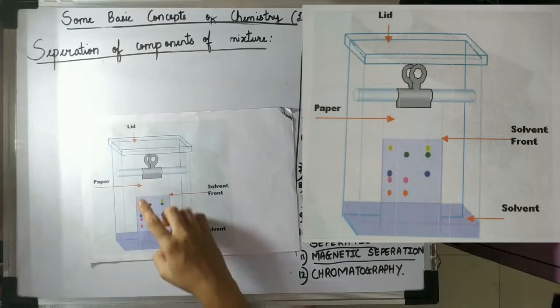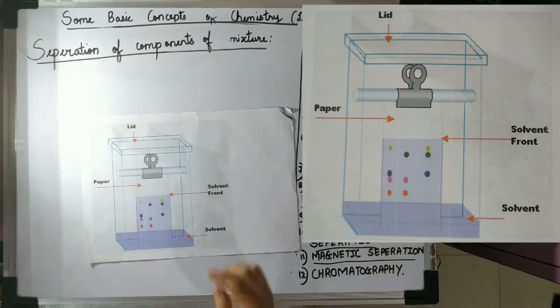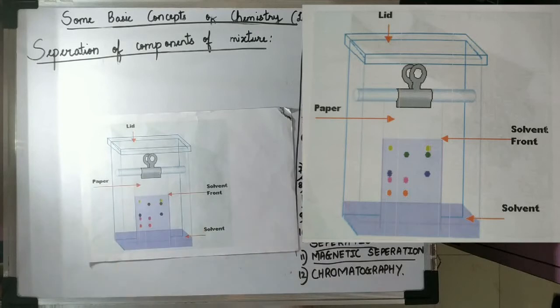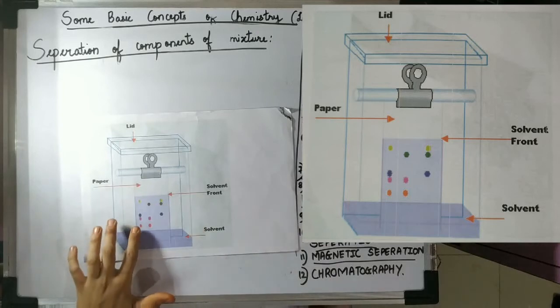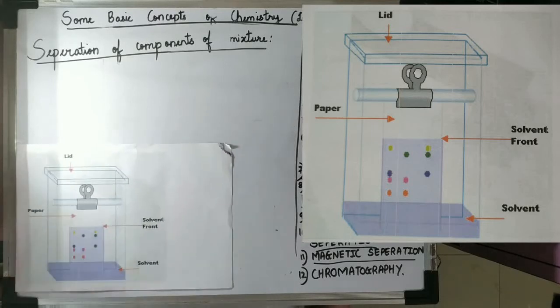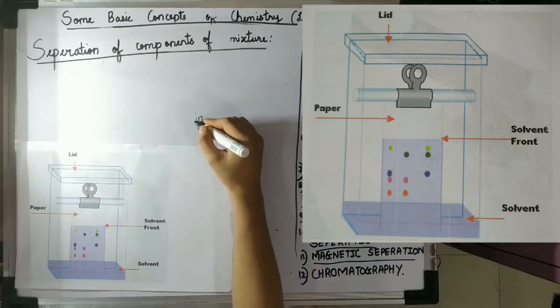So this is the solvent front, the point till where the solvent could rise. Now if the substance has more affinity with the inert material, then it will lie over the inert material and not go with the solvent. So I can say there is a competition between the inert material and the solvent.